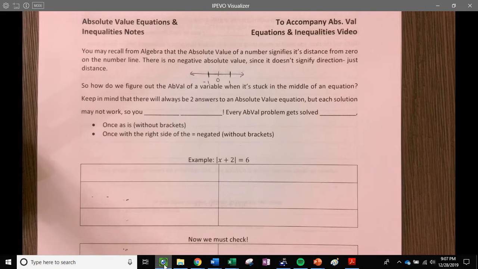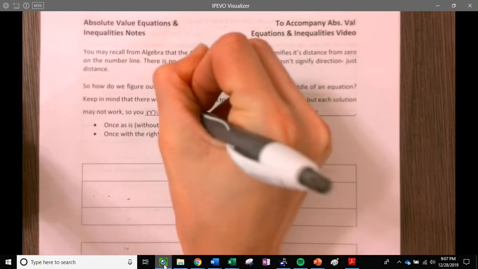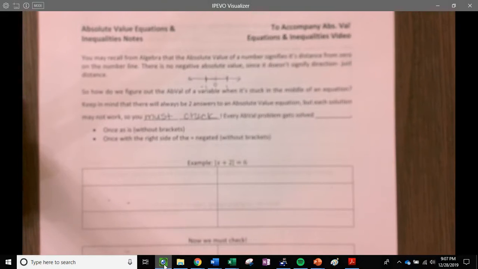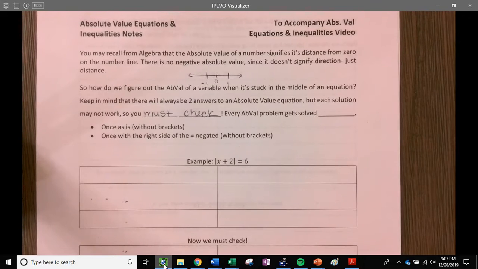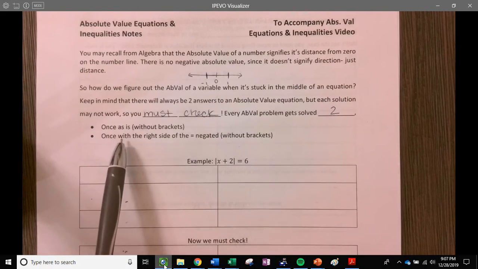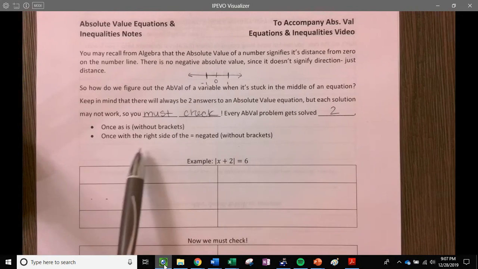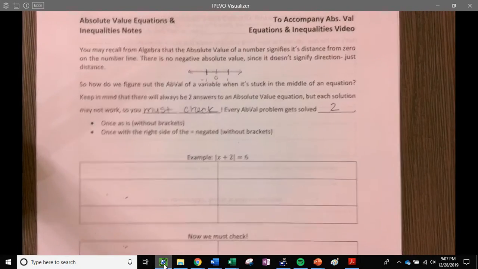So how do we figure out the absolute value of a variable when it's stuck in the middle of an equation? There's always going to be 2 answers to an absolute value equation, but each of those solutions might not work. So, everybody's favorite thing, you must check. You must check your answers. And every absolute value problem gets solved twice, and you'll see what I mean about that in one moment. One of the versions will be as is without the brackets, and then one with the right side of the equal sign negated without the brackets. So what does that mean?